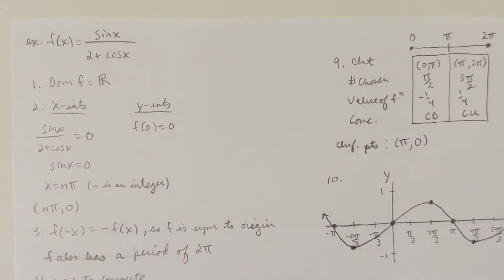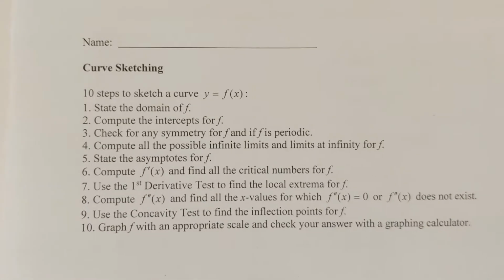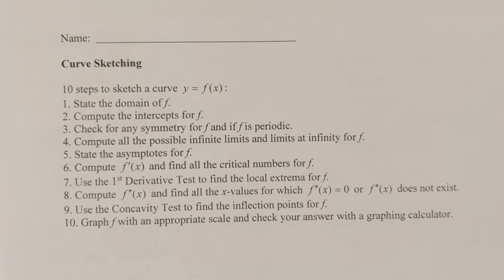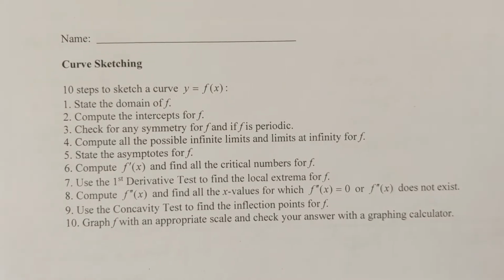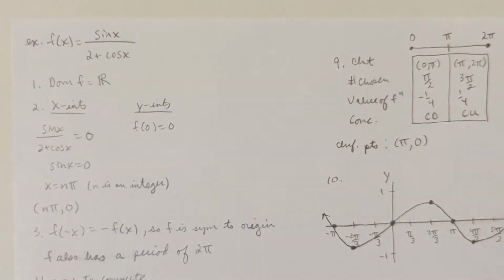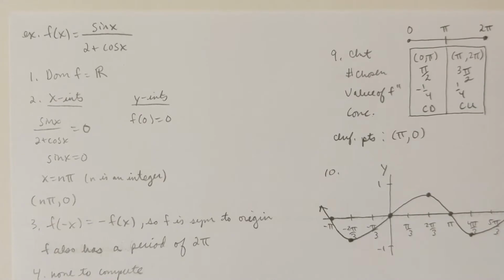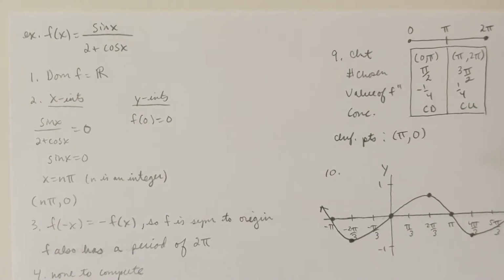All right, we'll take a look at another problem here in section 4.5. We're going through a list of steps here in order to sketch a graph of a function. In the first three examples that I had shown you, they were kind of all algebra related, so let's take a look at a trig one next here. F of x equals sine x divided by 2 plus cosine x.